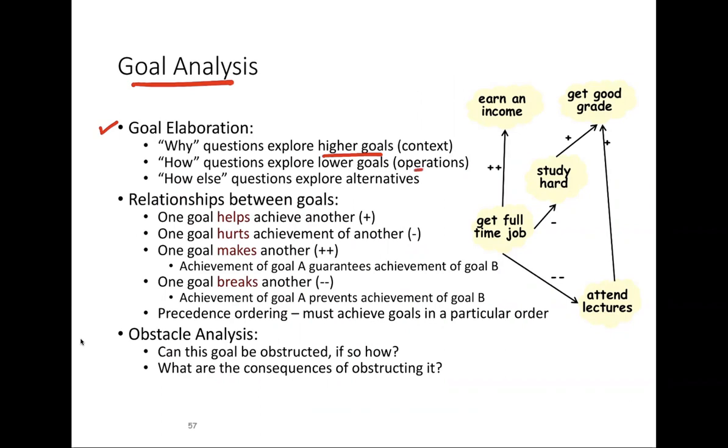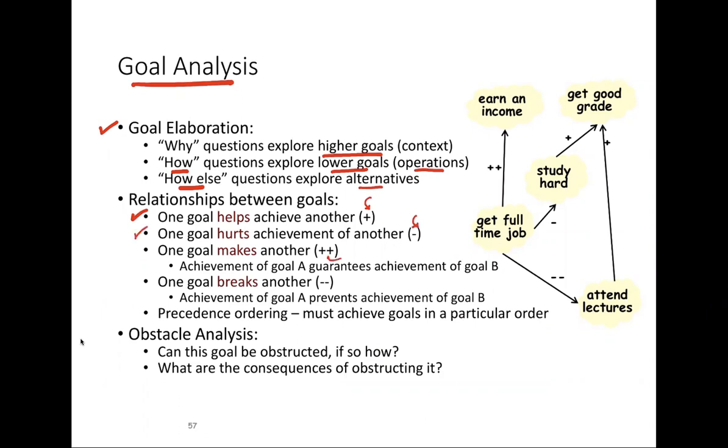If it's related to operation, mainly you're looking for the how questions, that will be lower goals, and how else questions, they will give you alternatives. In addition to this, it's very important to find the relationship between goals to build the entire goal hierarchy. If we see a plus sign, this plus sign means one goal helps achieving another goal. If we see the minus sign, that means one goal hurts the achievement of another goal.